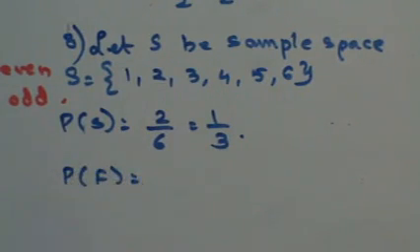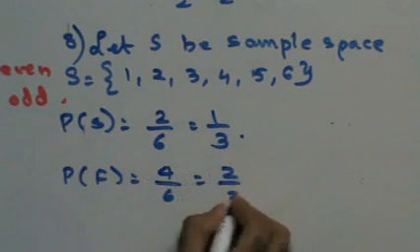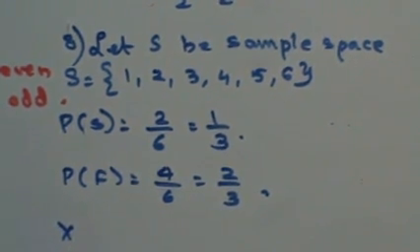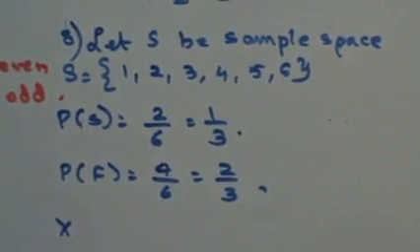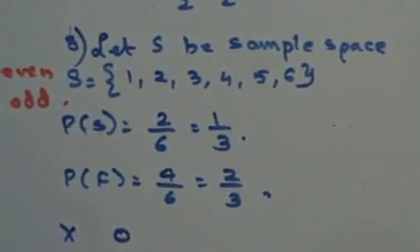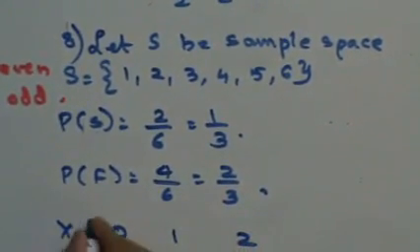Probability of failure: there are 4 elements which are 3 or more than 3. So the probability of failure is going to be nothing but 4 by 6, which is nothing but 2 by 3. Now I'm going to toss the dice twice. If I toss the dice twice, what are the minimum and maximum number of successes I can get? Minimum I can get 0 successes. Since I'm going to toss the dice twice, maximum I can get 2 successes.